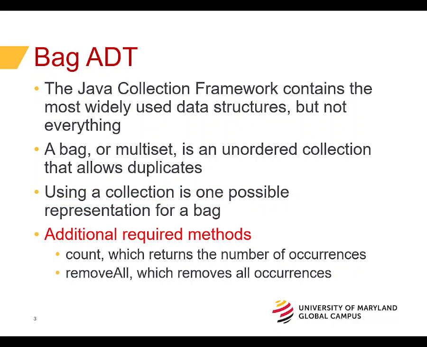There are two additional methods that any bag class should have. The first is a method count that returns the number of occurrences of any element, returning 0, of course, if it contained none. Because a bag can contain more than one occurrence, the normal remove method would remove only one occurrence, so having a method remove all would provide the ability to easily remove all occurrences.